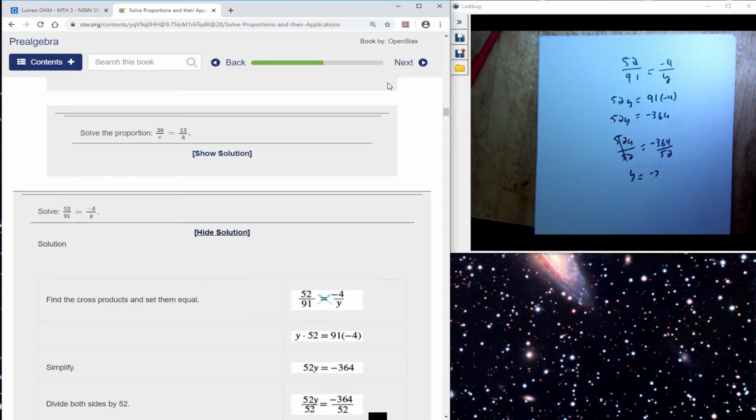Here we have a proportion. 52 over 91 is equal to y over negative 4. We got a negative. Cross multiply. 52 times y is 52y. 91 times negative 4 is negative 364. You divide both sides by 52. y is equal to negative 7.